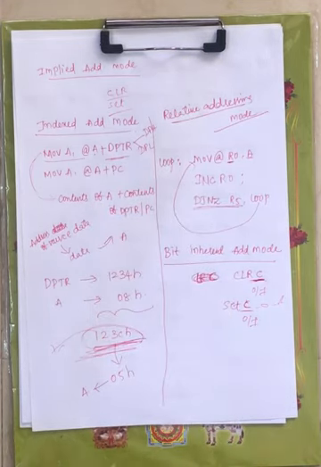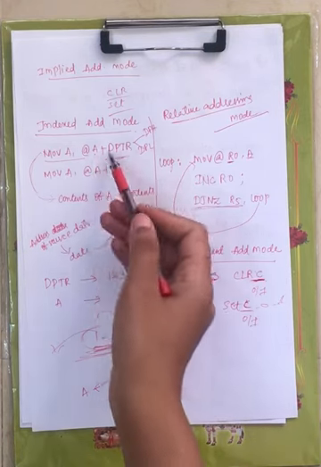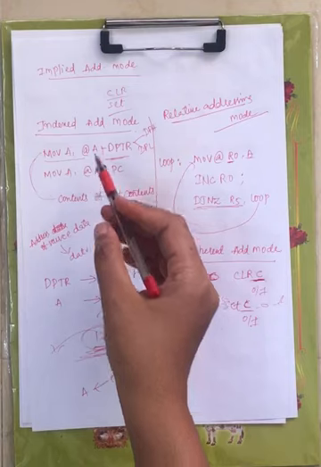Clear, set, right? Now all those sets of instructions come under your implied or implicit addressing mode, where you won't find a destination operand or source operand. Next we have indexed addressing mode. I have given an example.